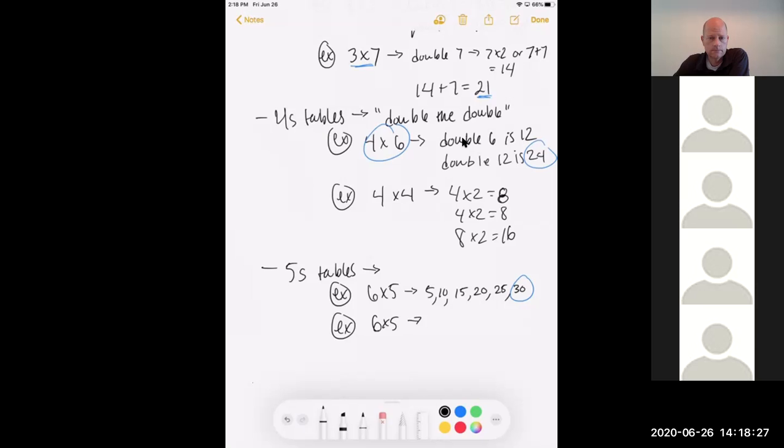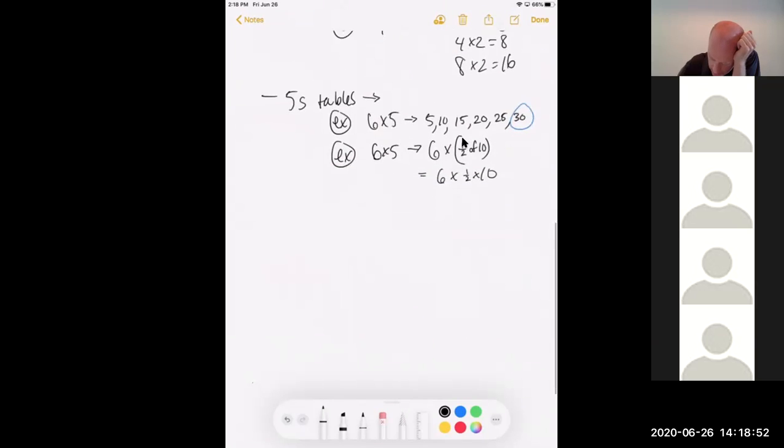Can you do half of the multiples of 10? Mm-hmm. So I'm going to change my 5 into 10, half of 10. By the commutative property, I can switch that around, and I can find out 6 times 10 times a half.